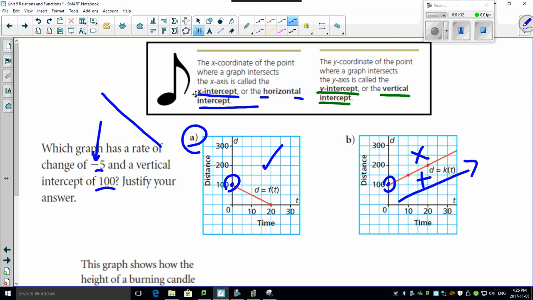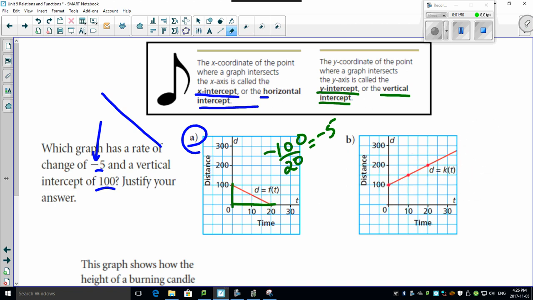Justify your answer, real easy. Let's justify this by finding the slope, rise over run. The rise here is -100. The run here is 20. -100 divided by 20 is -5. Look at this slope over here. Let's erase this and figure out this slope over here.